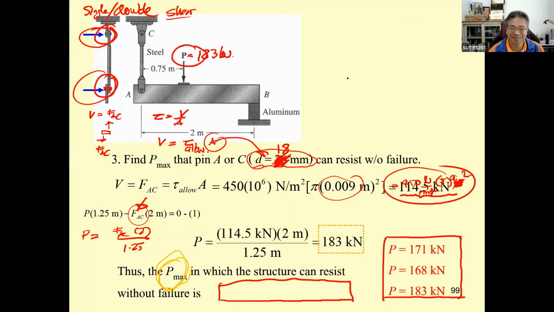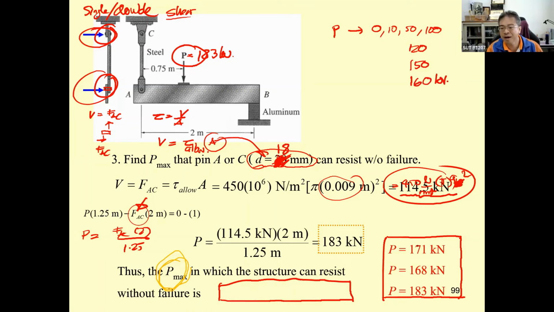Thinking about this one, this is a way of engineering thinking. When you load the structure, the value of P will increase from 0 to 10 to 50 to 100 to 120 to 150 to 160 kilonewton.